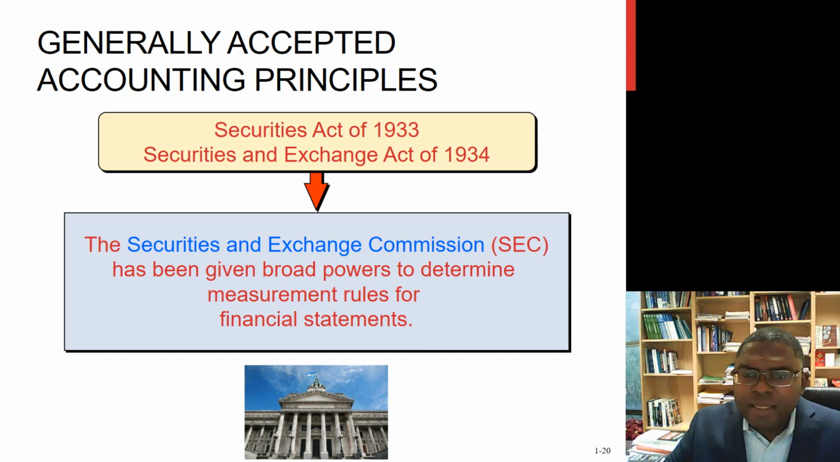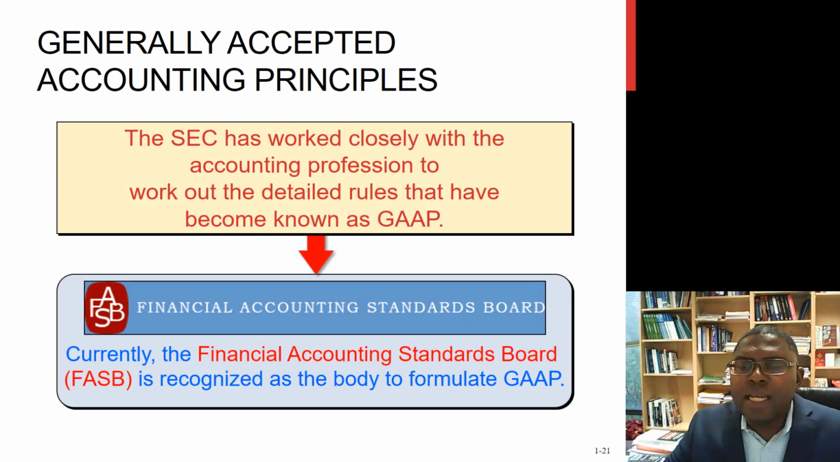So these rules were put in place through the help of the Securities and Exchange Commission that works with a professional accounting body. The Securities and Exchange Commission is an act of Congress. In fact, in 1933, Congress established what we call the Securities Act, and then in 1934, there was the Securities and Exchange Act. The Securities and Exchange Act actually formed the Securities and Exchange Commission, and Congress gave this body the broad power to determine measurement rules for the financial statements. So the Securities and Exchange Commission actually works with an accounting professional body on the detailed rules that become what we call the generally accepted accounting principles.